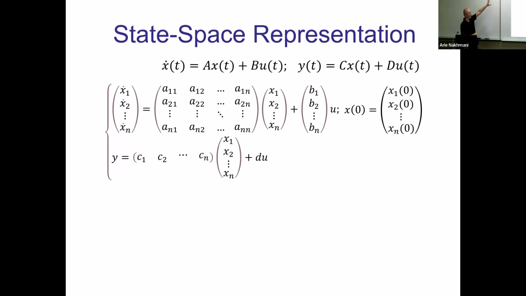I'm just writing that matrix equation explicitly. Same thing. It's exactly the same for the SISO case. Okay? The upper line is for any case, SISO or MIMO. But this one is a SISO system.